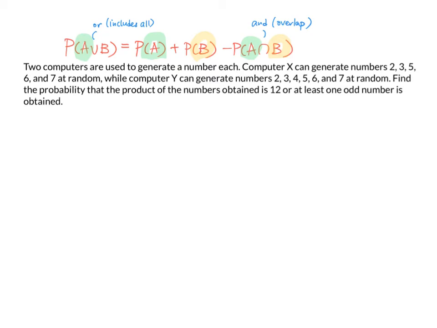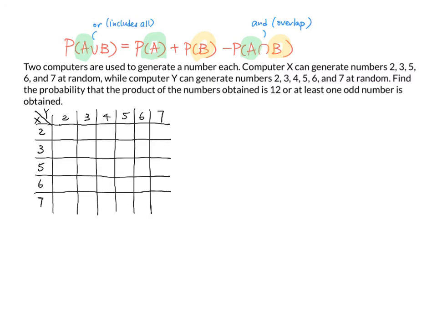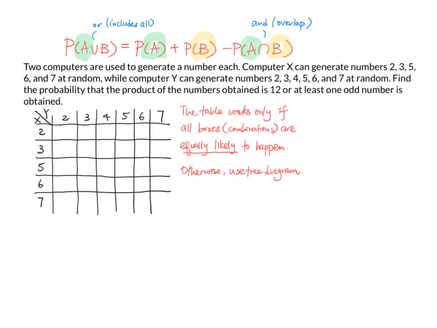This is what we can use a table, just like the previous example, to do. So here's a table. It's a 2-dimensional table, but here's a note that all these boxes or combinations of 2 numbers are equally likely to happen, okay? So they have the same probability for each. Otherwise, you have to use a tree diagram.